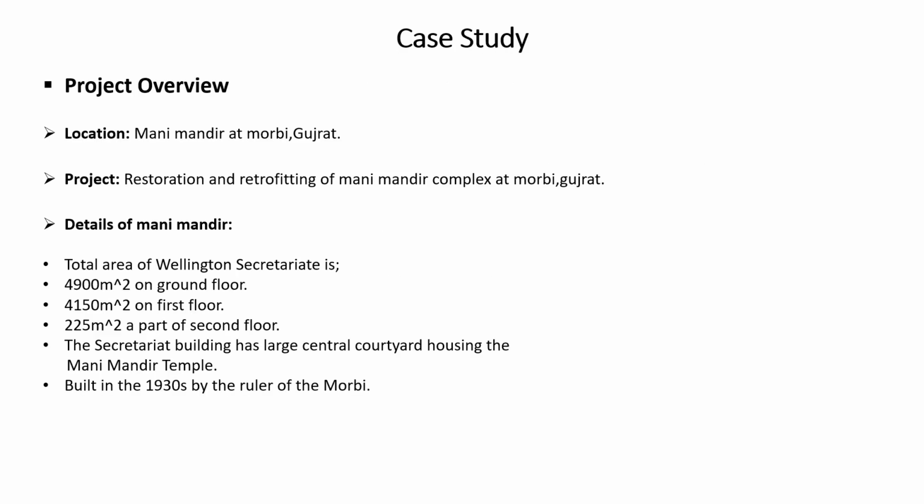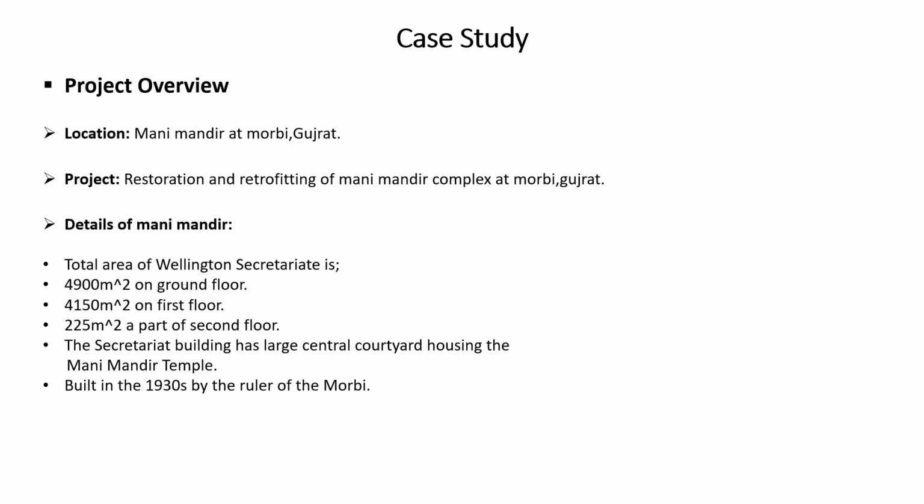Case study: project overview. Location: Mani Mandir at Morbi, Gujarat. Project: restoration and retrofitting of the Mani Mandir complex at Morbi, Gujarat. Details of Mani Mandir: the total area of the Wellington Secretariat is 4900 meters square on the ground floor, 4150 meters square on the first floor, and 225 meters square on a part of the second floor.